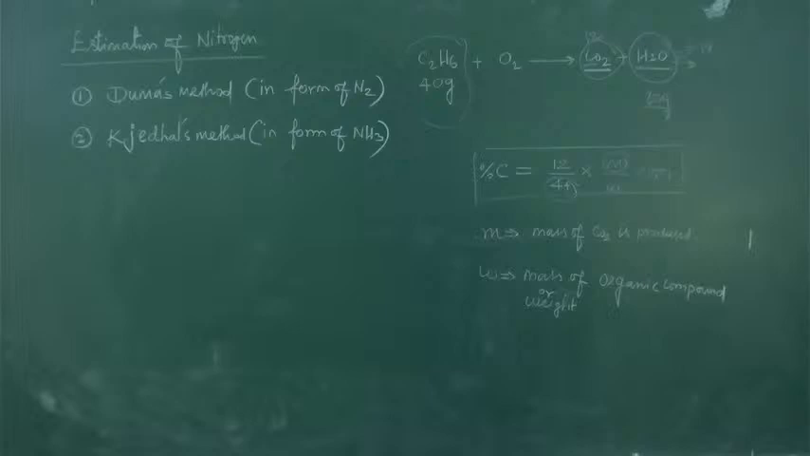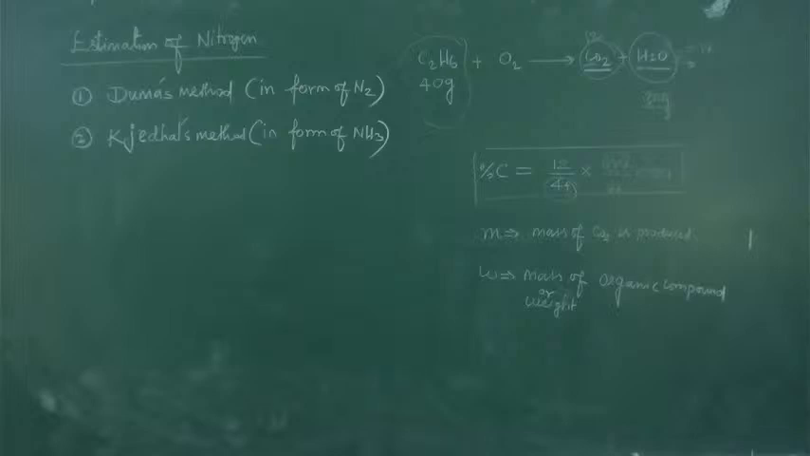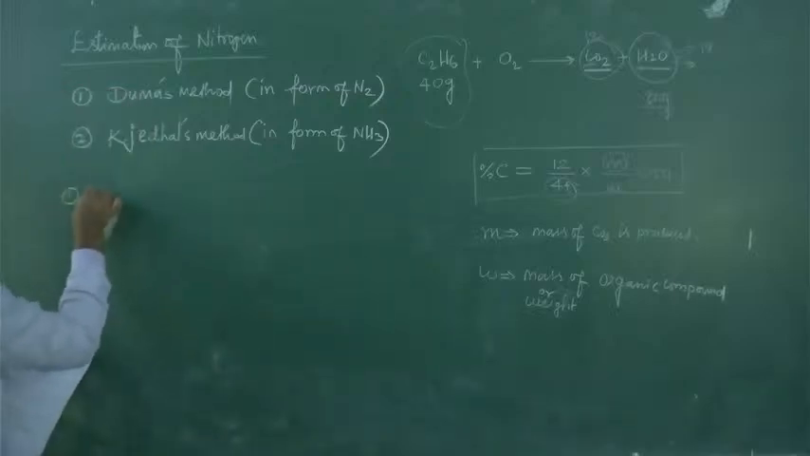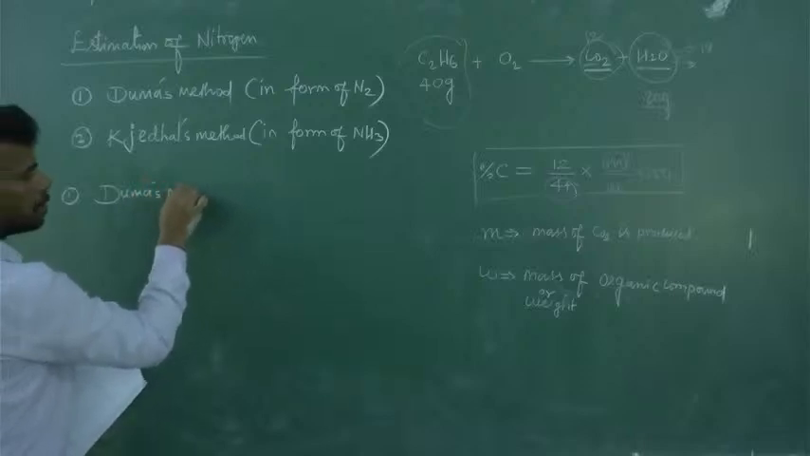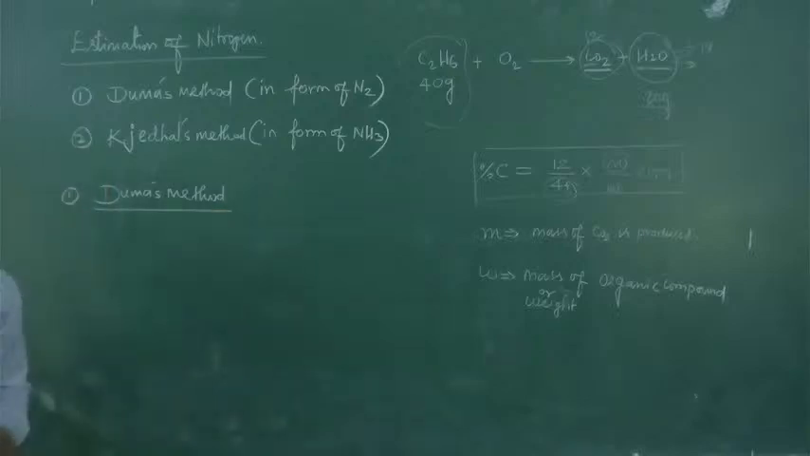Whereas in Kjeldahl, we are going to estimate nitrogen in the form of ammonia. Whatever ammonia is liberated, from this we are going to estimate the percentage of nitrogen. Is it clear? Just listen for the formula. First we are going to discuss the Dumas method. Okay, Dumas method, write the general reaction.